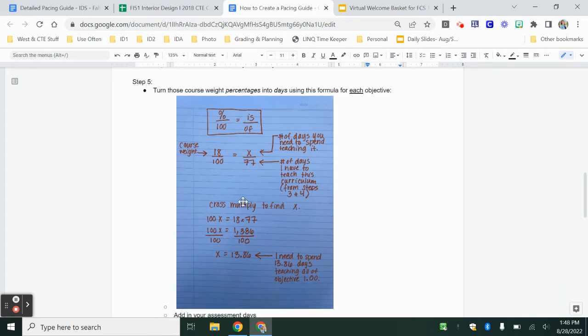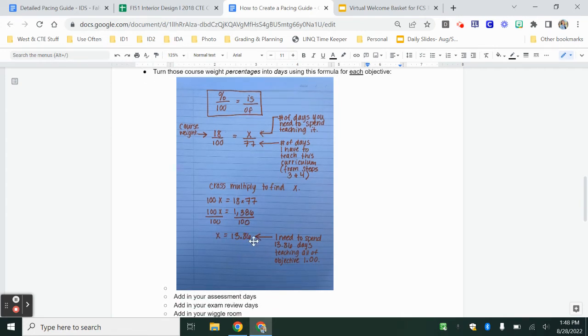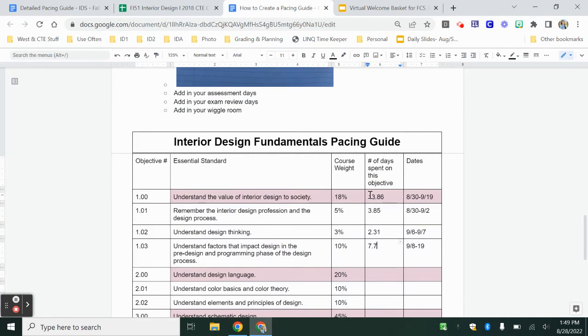So to find x, we do the whole cross multiply thing from high school math. And after you go through all that, you end up finding out that x equals 13.86. At least it did for me. So that tells me that I need to spend 13.86 days teaching all of Objective 1 for Interior Design Fundamentals. So that's what I've put right here in this chart.